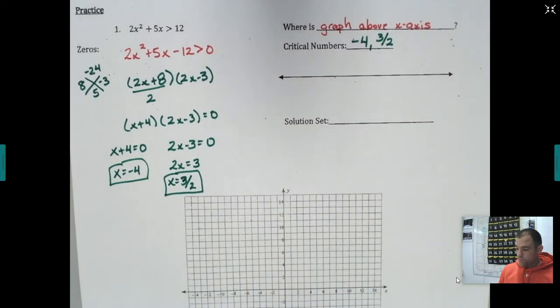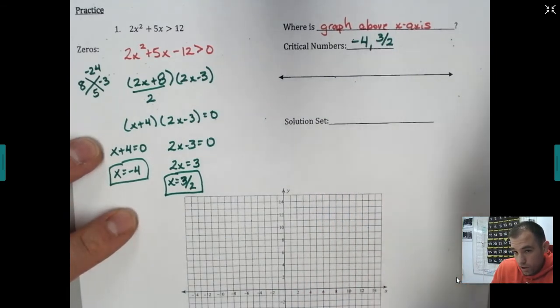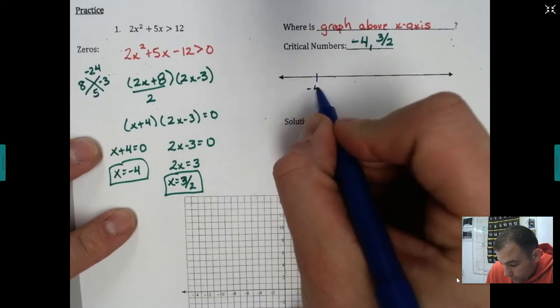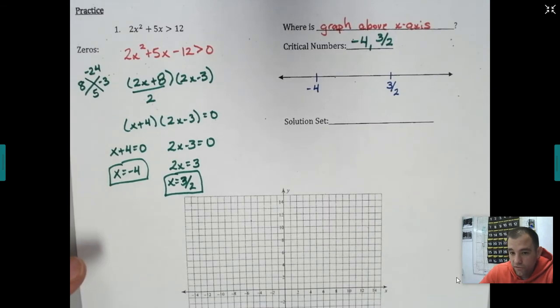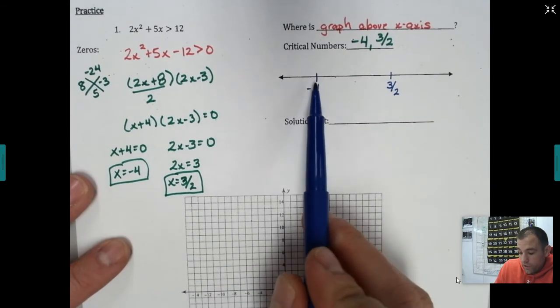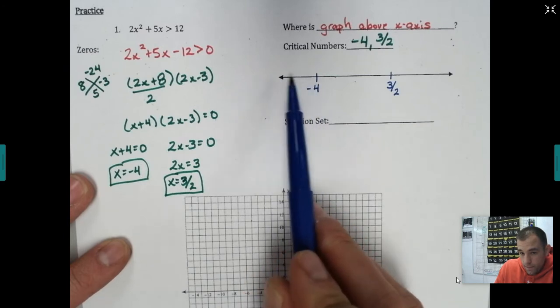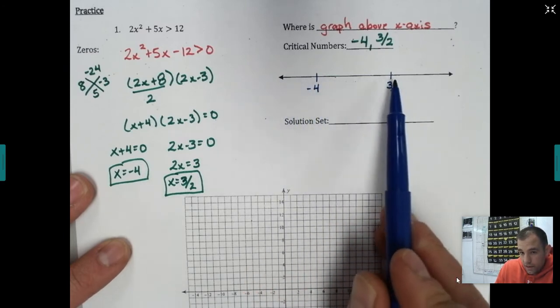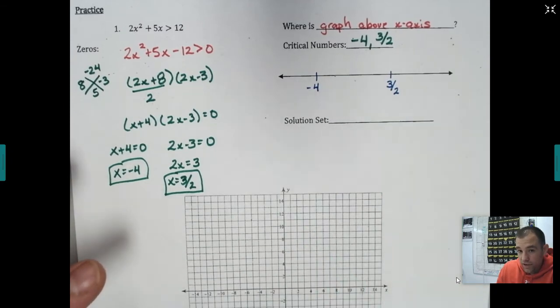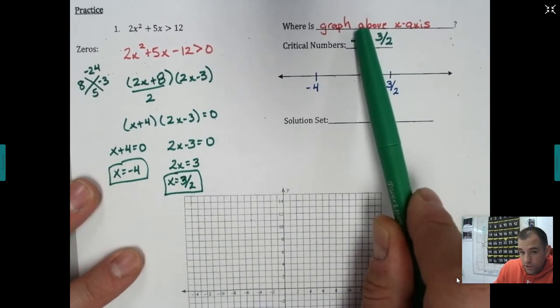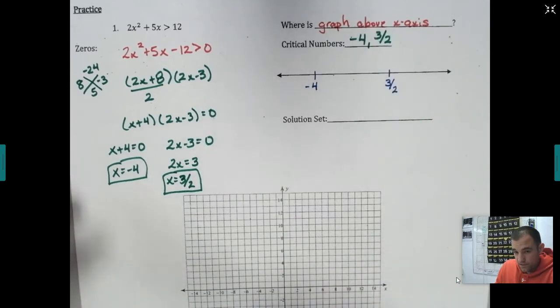Now that I have found those critical numbers, I'm going to put those two numbers on this number line. So negative 4 will go here, and let's say 3 halves goes here. So negative 4 and 3 halves. Now you notice I have 3 pieces on this number line. I have this piece right here, I have this piece in the middle, and I have this piece on the right. What I need to do is figure out in each interval whether it's positive or negative, because I'm trying to find where it's positive, where it's above the x-axis. So I need to know which part is positive, which part is negative.